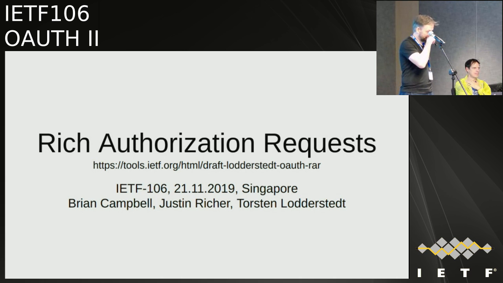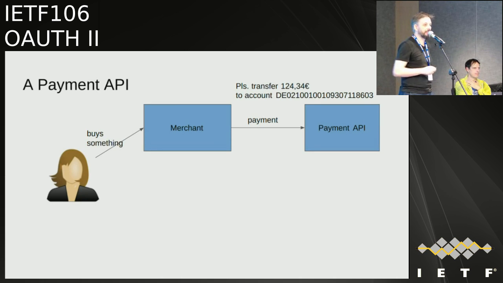Okay. All right. Then I'll just briefly talk about the problem, the proposal, and we'll ask you to adopt the draft. So the problem is about, I would say, complex authorization processes that need more data than you can today pass in a scope.